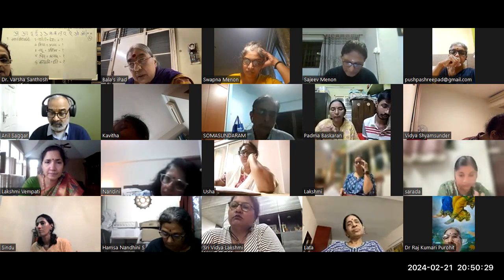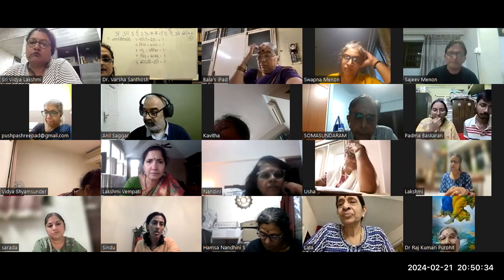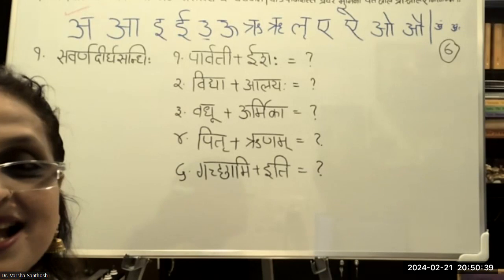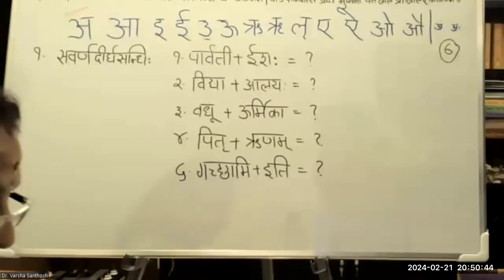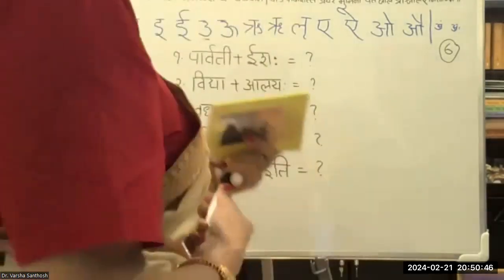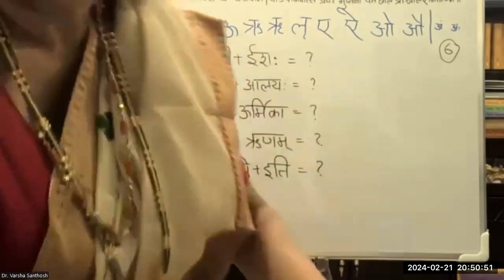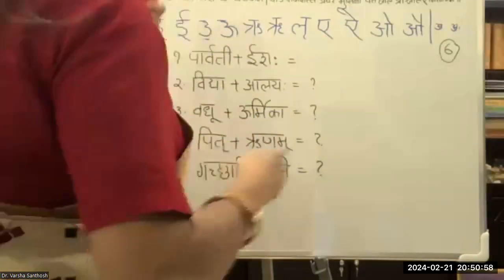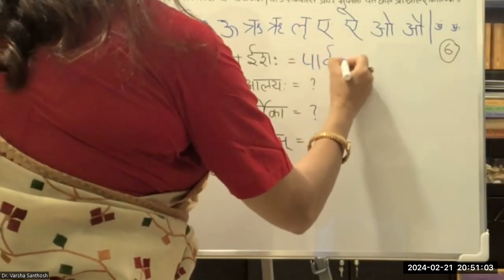Okay, let us take it now. Let's see. Parvati plus Isha: Parvatisha. Anybody has got a different answer, or anybody who didn't understand the answer? Varshaji, I didn't get it. Both are E. Yes, so they are Savarna.